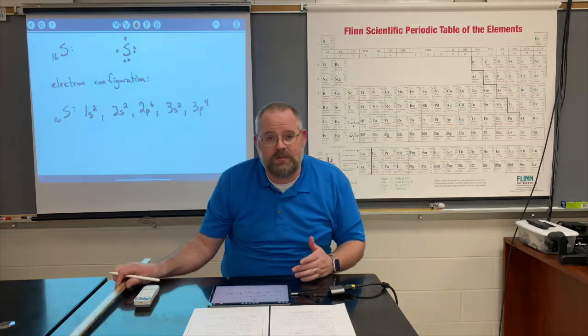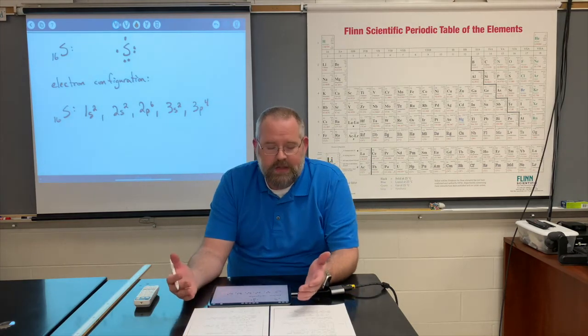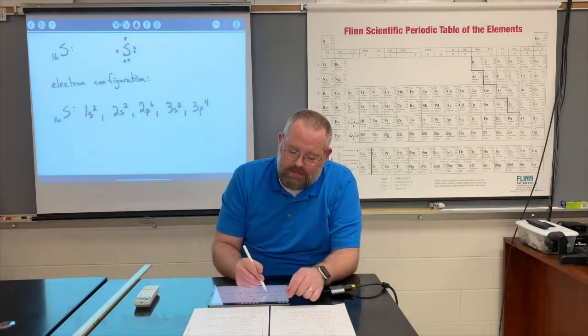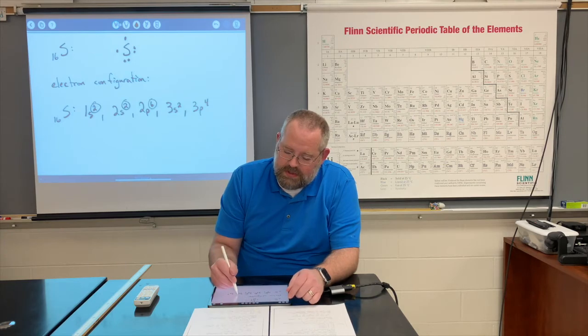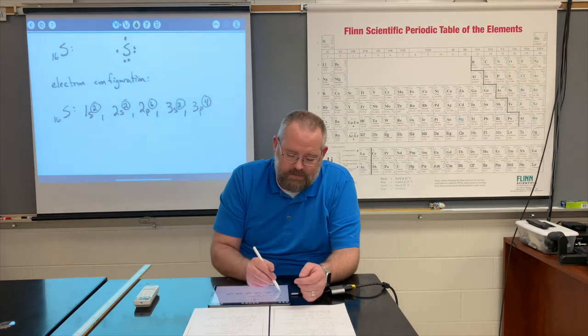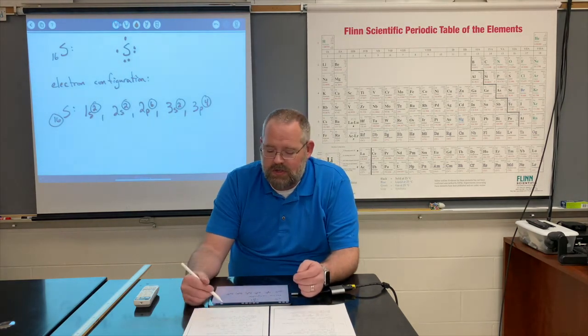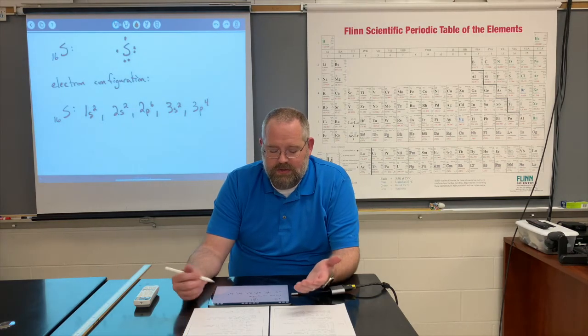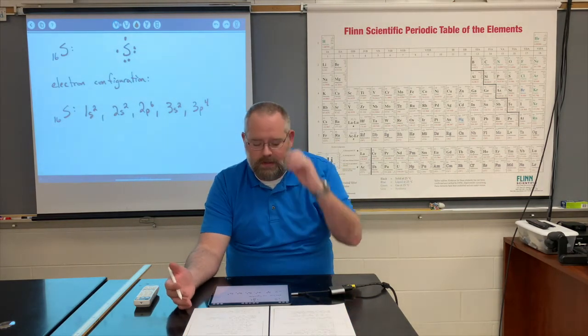All right. So this is the electron configuration of sulfur. And to check yourself, you can add up your exponents. 2 plus 2 plus 6 plus 2 plus 4 is going to give you a total of 16. So you can always look back and make sure that your exponents are adding up correctly.